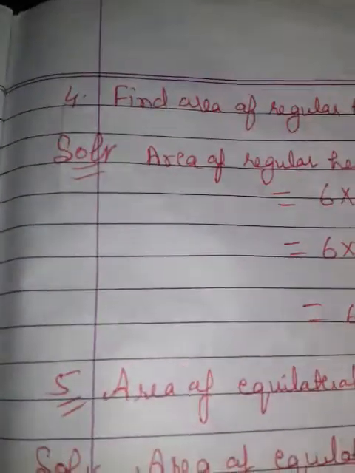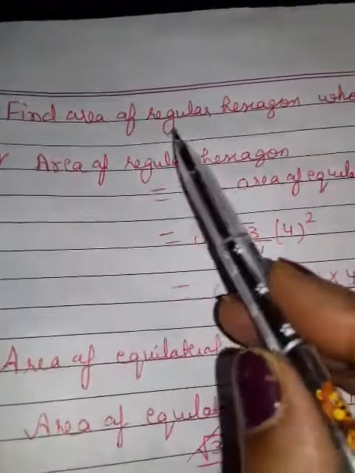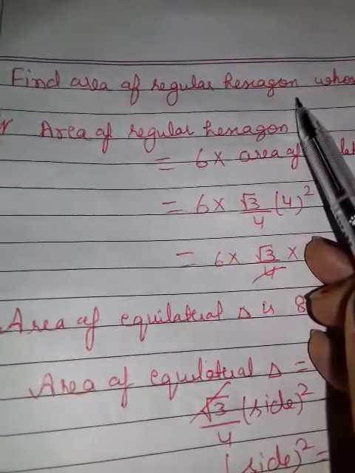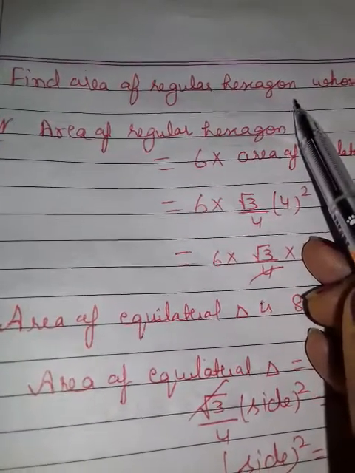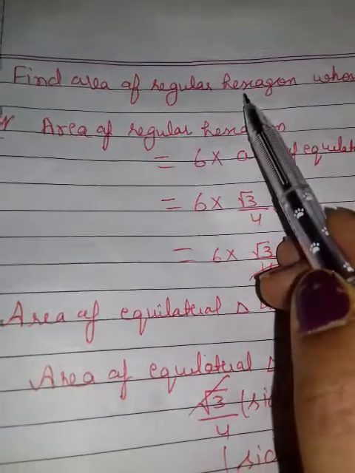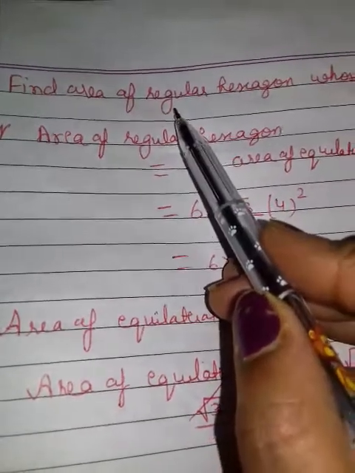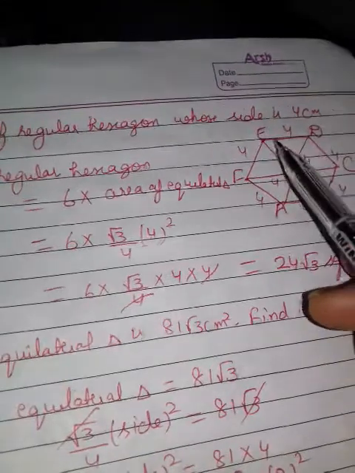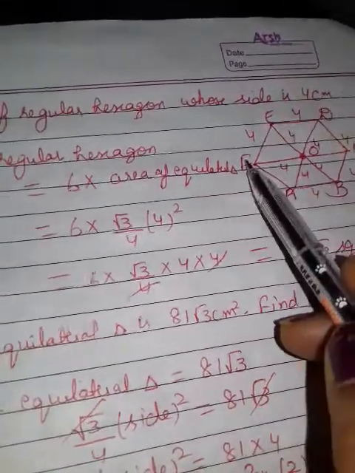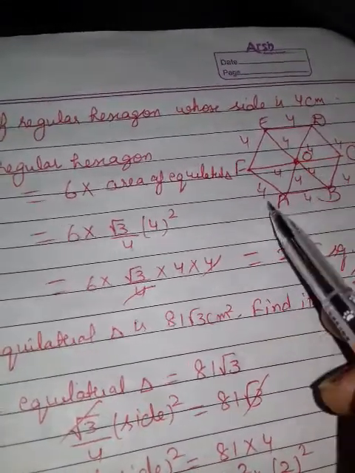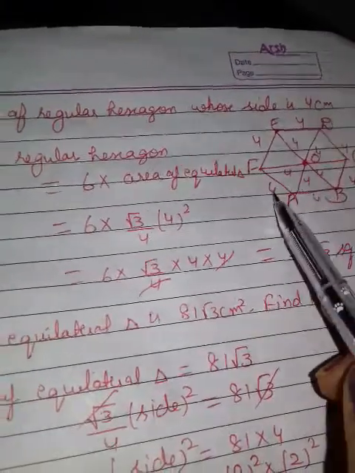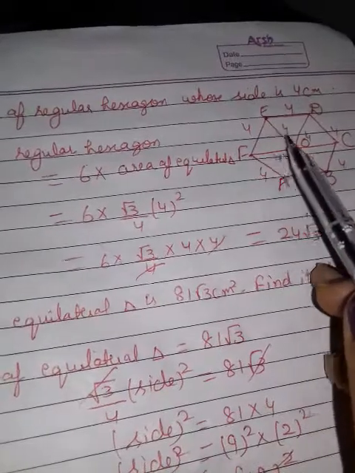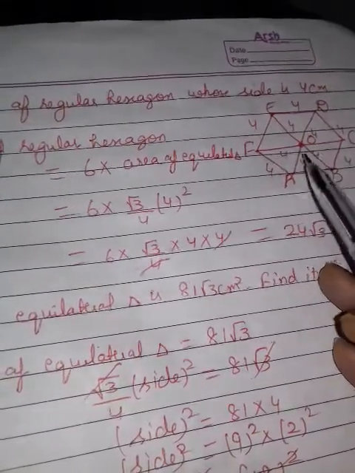So next question is, find the area of a regular hexagon. Regular hexagon is that figure where all the 6 sides are equal. Hexagon means a 6-sided figure. Regular means whose all sides are equal, and the side given to you is 4. So I first make the hexagon and I gave the dimension 4, 4, 4 that is given, and you will see how many equilateral triangles you will get. 1, 2, 3, 4, 5, 6.